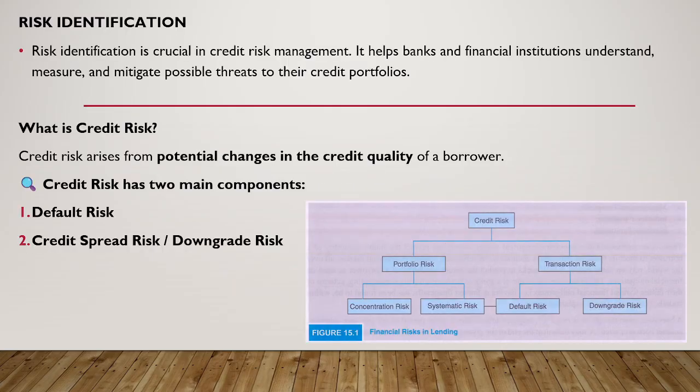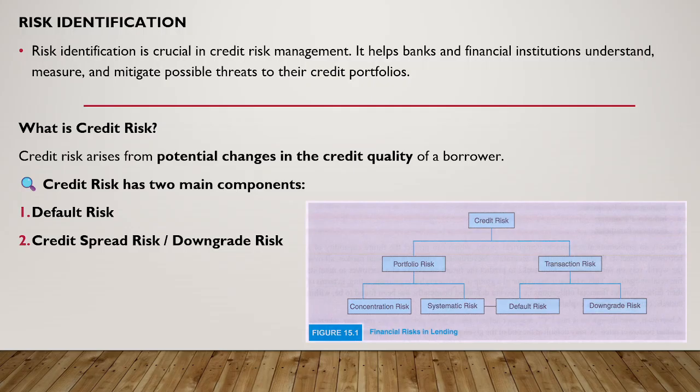So, what exactly is credit risk? Credit risk refers to the possibility of a borrower experiencing a change in credit quality either by defaulting on their obligations or simply becoming riskier to lend to. In simple words, it's the risk that a borrower may not repay as promised. Now, this risk has two key components: default risk and credit spread risk, also known as downgrade risk.